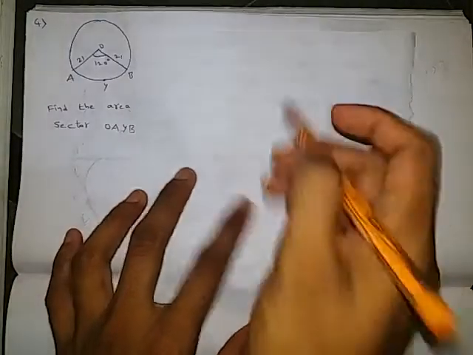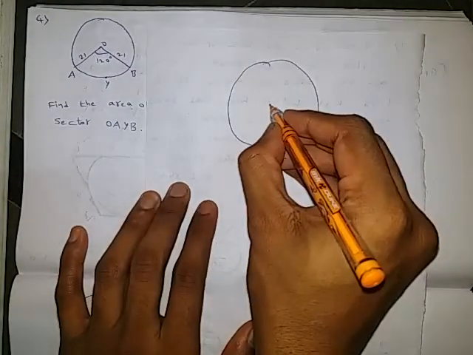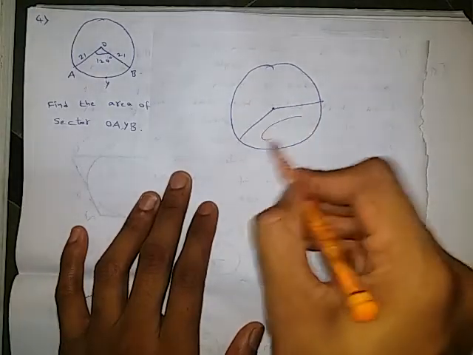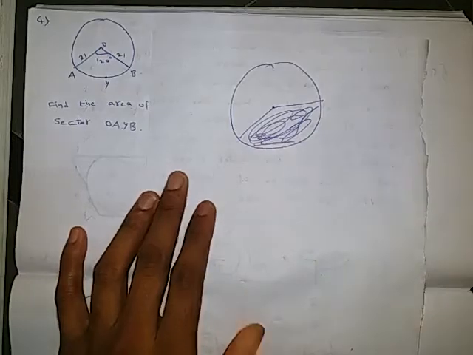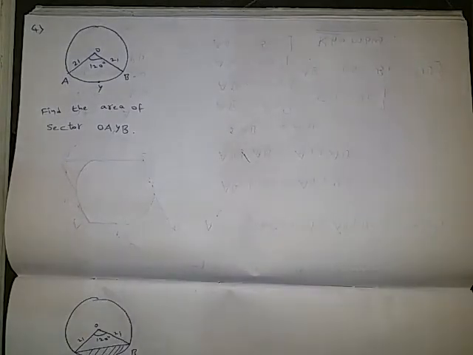Okay, now the next question is finding the area of a sector. So what exactly does sector mean? In a circle, if we draw any two radii, this total part is called a sector. This sector area we need to find out. So let us check that once now.